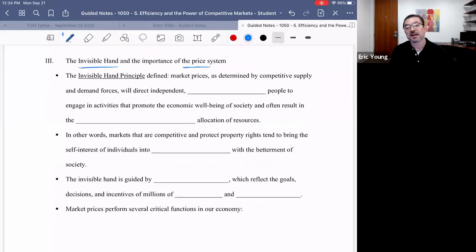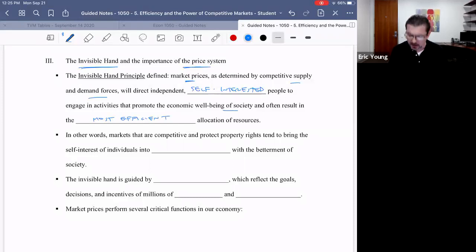Let's define it. There are a lot of ways to define it, but broadly speaking, what we believe in competitive market economics is that market prices, which are determined by supply and demand forces, will direct independent and self-interested people to engage in activities that promote the economic well-being of the whole society and often result in the most efficient possible allocation of resources. In other words, supply and demand curves lead to equilibrium, and equilibrium generates the equilibrium price.